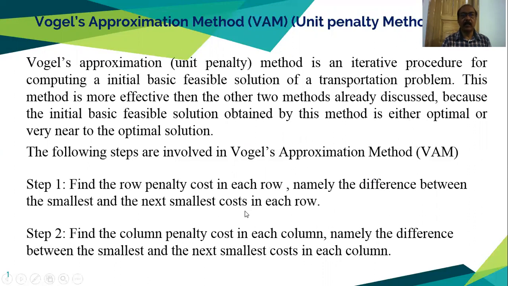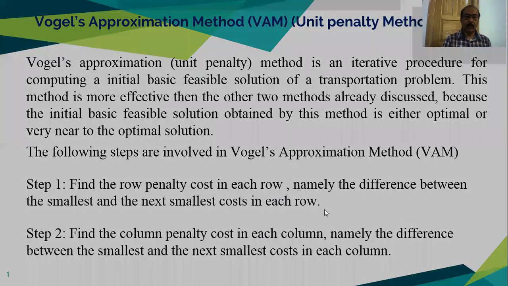Similarly, we have to find the column penalty by selecting, for each and every column, the minimum and next minimum transportation cost, taking the difference, and putting it below the column. That is the column penalty. The row penalty we put on the right side of the row, in the penalty column, beside the available, and the column penalty below the demand.